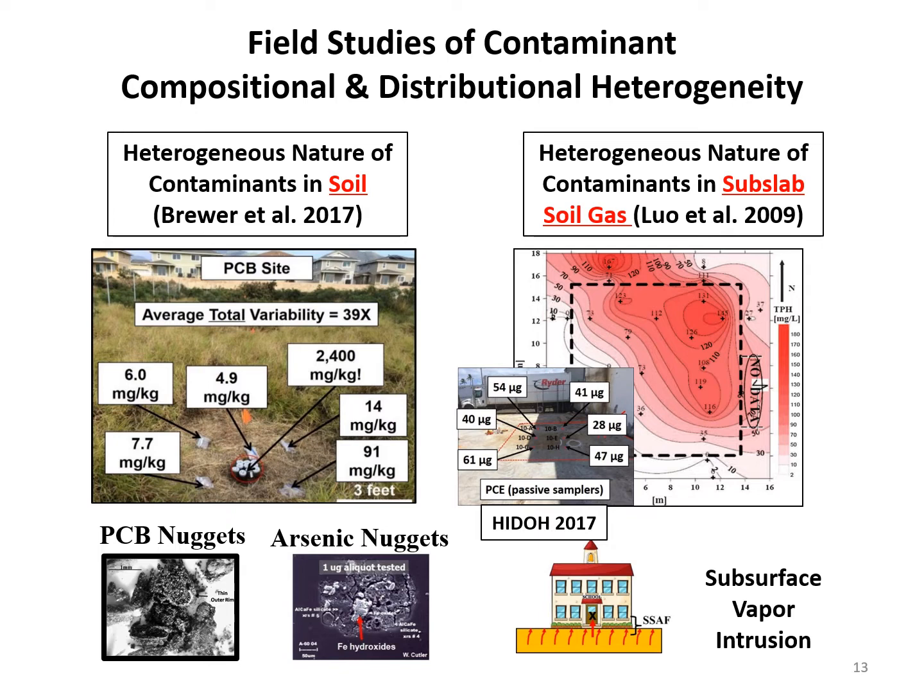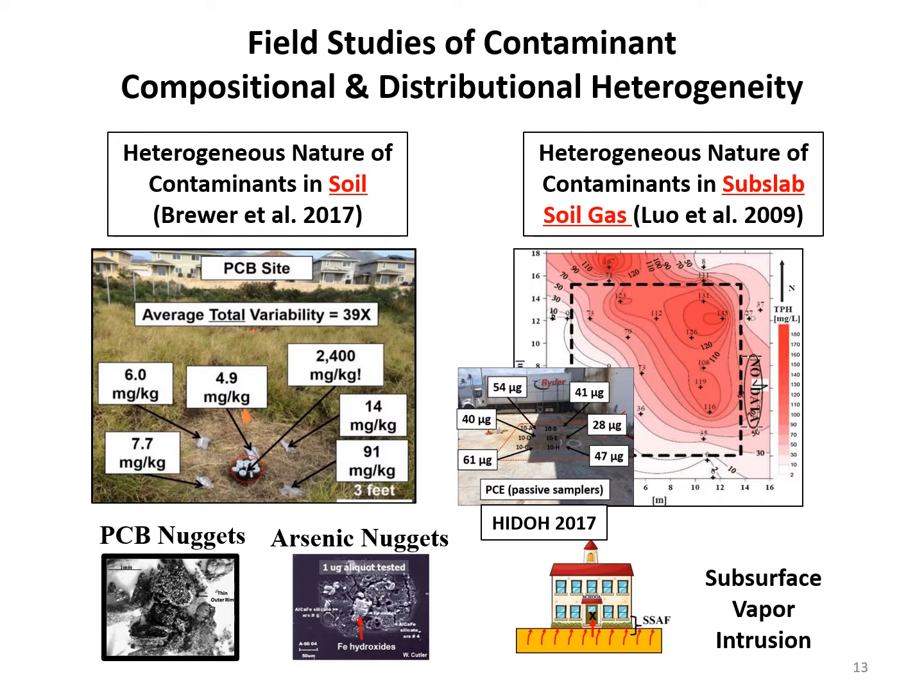It is similar for subslab soil gas, seen on the right in the smaller cutout. We did a study in 2017. We collected soil vapor samples within just a foot or two of each other. And again, the concentrations of, in this case, PCE in the samples were variable, in this case by a factor of 3. And again, it's completely random.